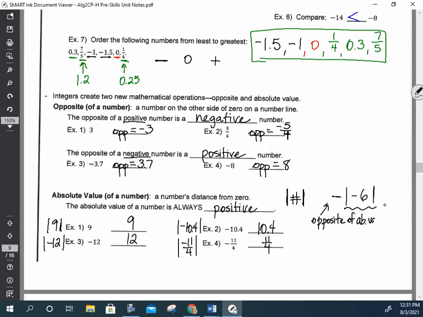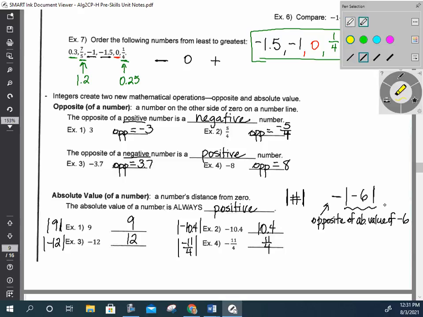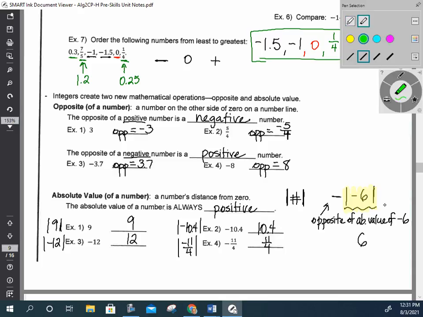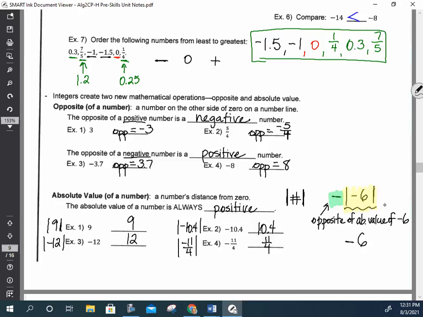The absolute value of negative 6. The opposite of the absolute value of negative 6. So this is what that expression represents. To solve it, just like we went over a while back, do the absolute value first. The absolute value of negative 6 would be 6. And then the opposite of that, so the opposite of 6. Now this is telling you to do the opposite of 6, which would be negative 6.